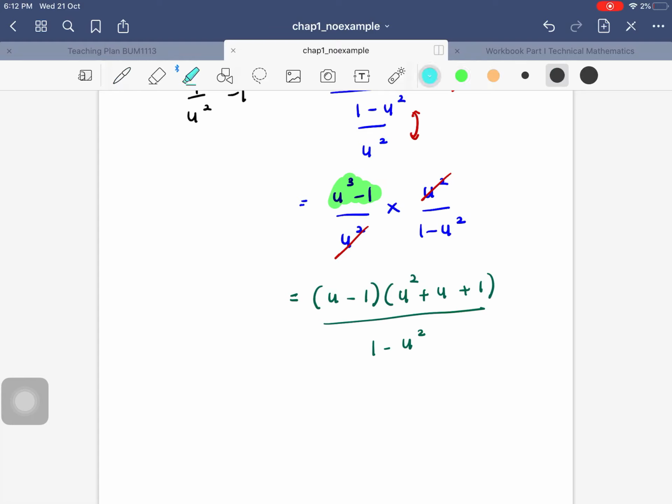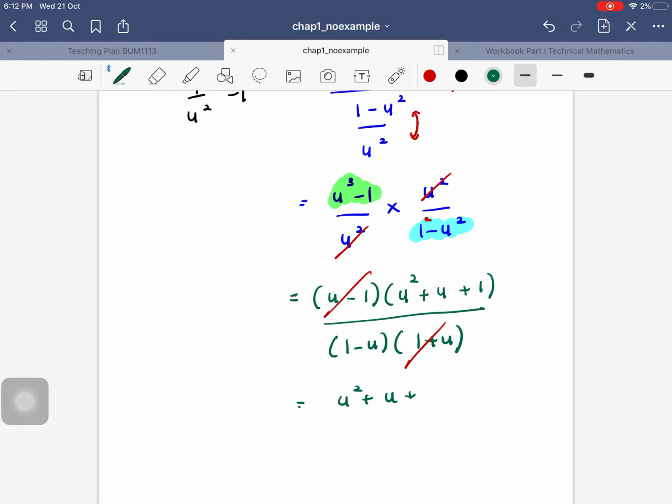This, on the other hand, is going to be the difference of squares. I can write the bottom as 1 minus u multiplied by 1 plus u, because this is actually 1 to the power of 2 minus u to the power of 2. So I simplify both of these, and I'll end up with u squared plus u plus 1, and the denominator is going to be 1 minus u. So that's how I simplify them.